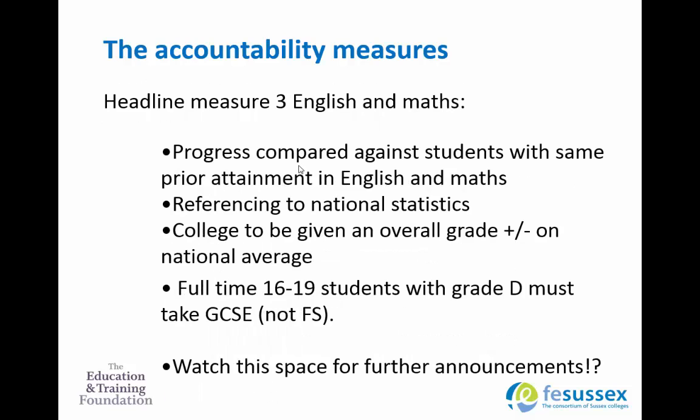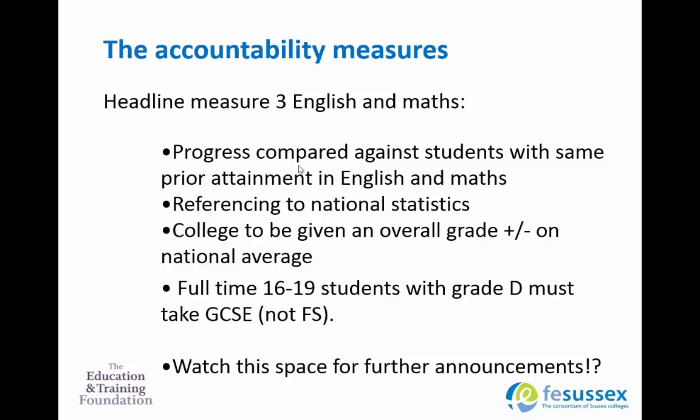The third headline measure is English and Maths. Now this is going to compare how well a student does with the same prior attainment, so I didn't express that very well, by which I mean all the students who come in with a D or all the students that come in with an E will be measured in their peer group. So as providers and indeed as parents, we'll have an idea of the progress made for these students, comparing like with like.